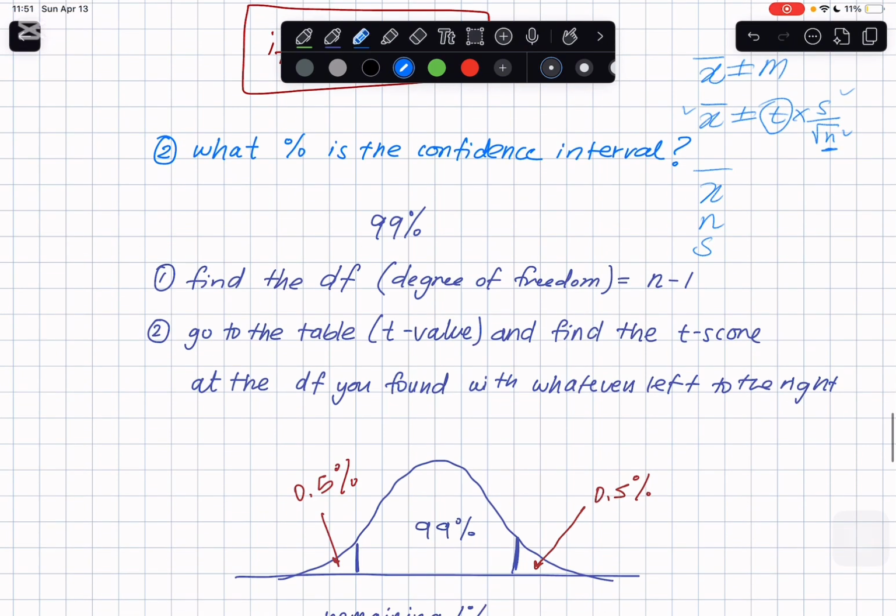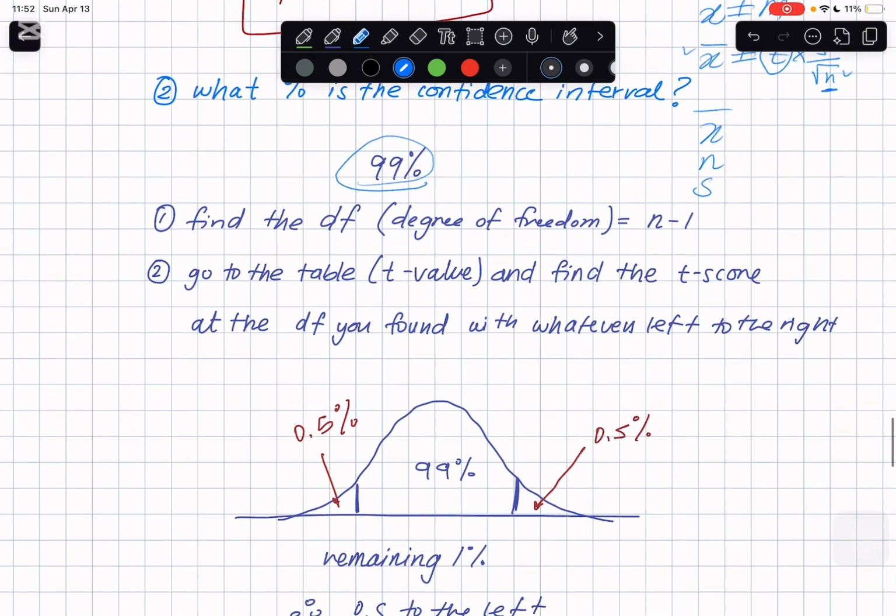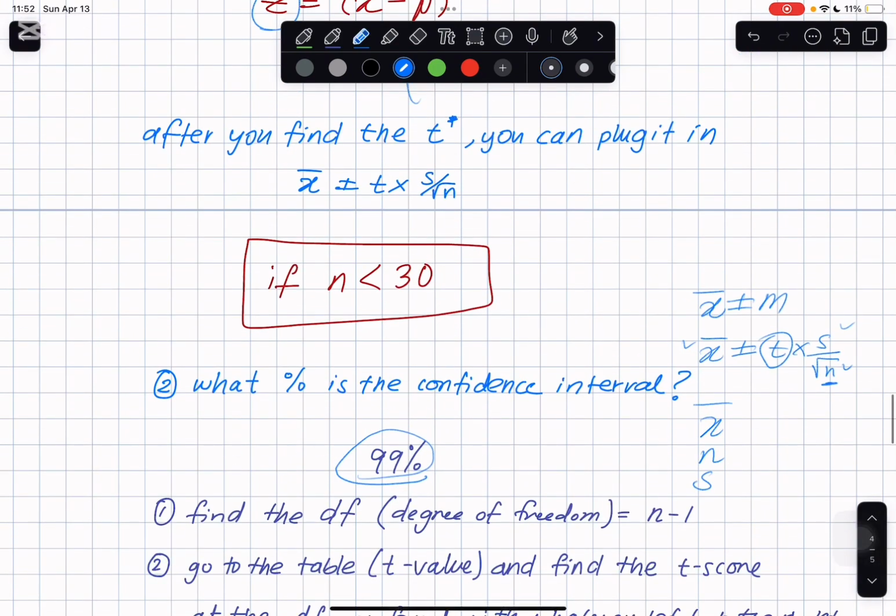Now this is a general rule, whatever percentage they give you, we don't care. This is the general rule. Here, for example, I'm giving you an example. They ask you for the confidence interval, and they gave you 99%. First thing you're going to do is remember that anything below 30, we're going to use the t table. We're not going to use the z table, we're going to use the t table.